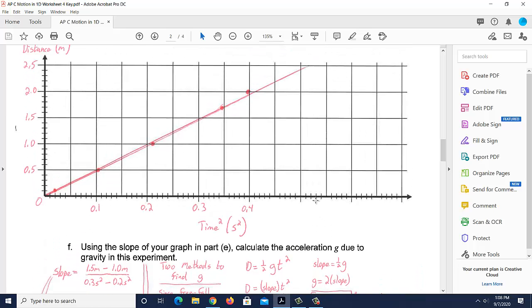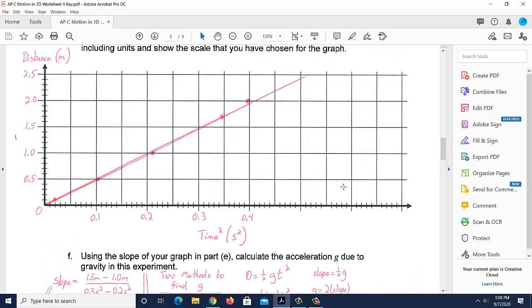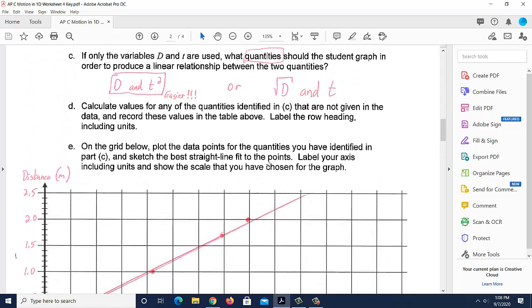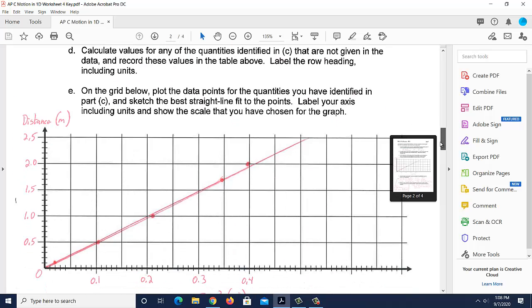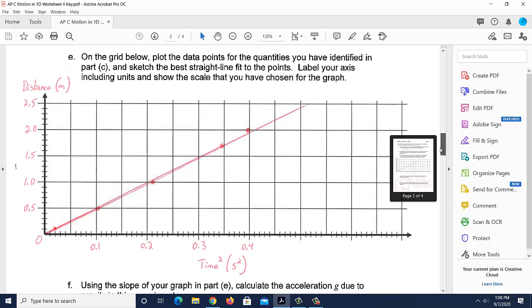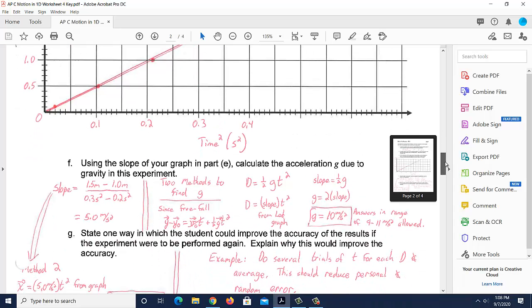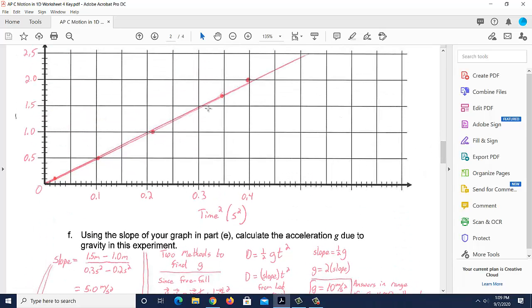Now, by the way, if you know how to use your calculator well enough, you could have put in your data, your distance times squared data, right? And you could have done a linear regression on your TI calculator or your other calculator if you know how to do it. You are fully okay to do that, as opposed to hand drawing a line of best fit, which you still need to draw, but using it to find your slope.